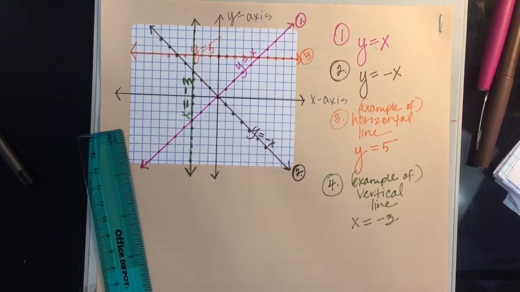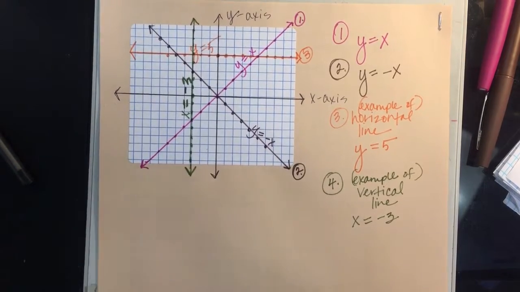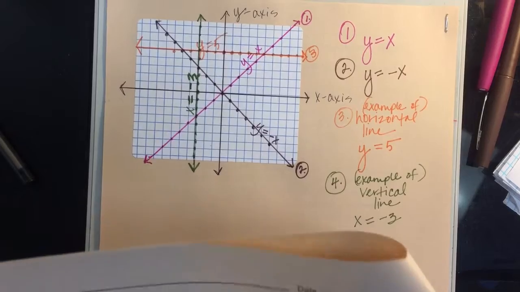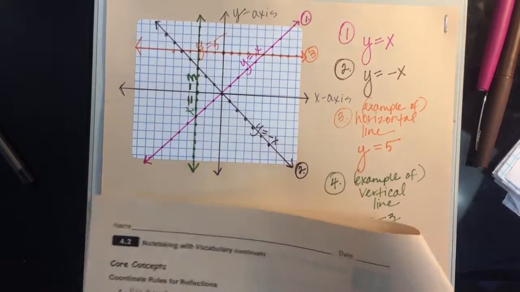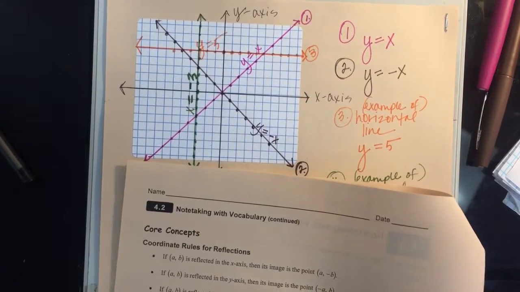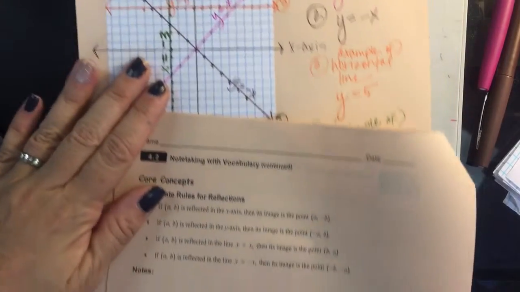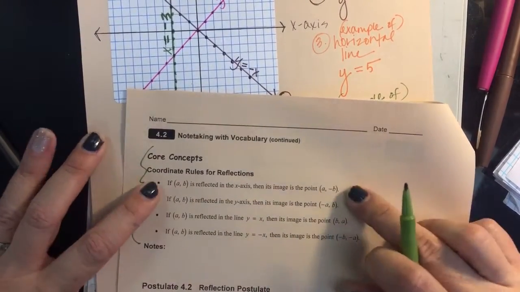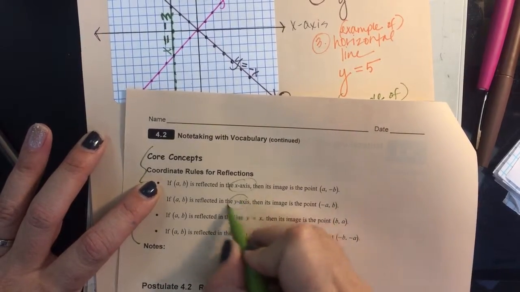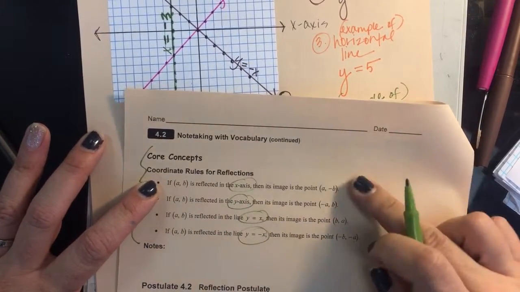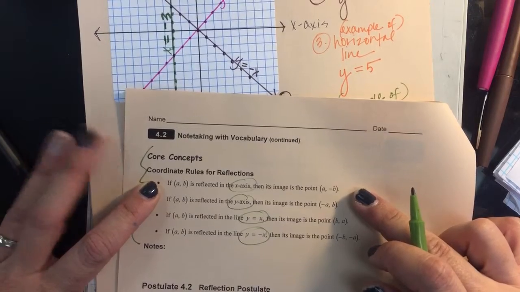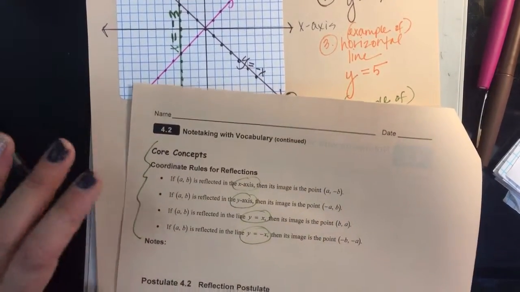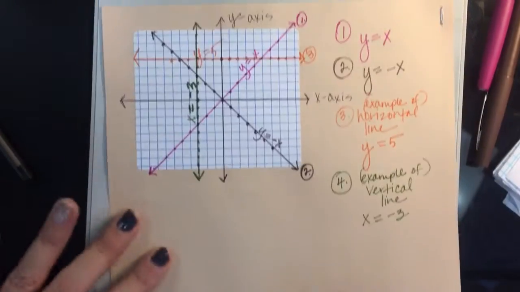One of the nice things that you'll get into in your packet, besides this as a resource: within your 4.2 notes packet, you guys will see in the core concepts, on the second page in, it shows you exactly how the points change as you go over certain lines. It tells you how the XY points are transformed as you go over certain lines. So you'll look for that in your packet.